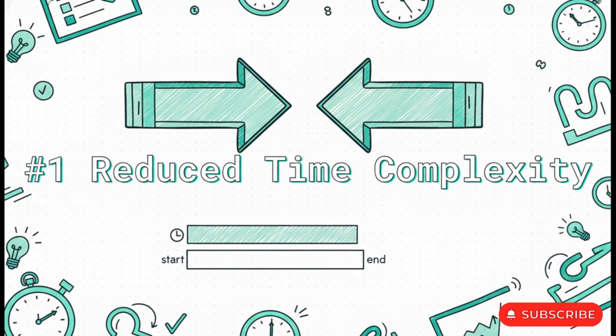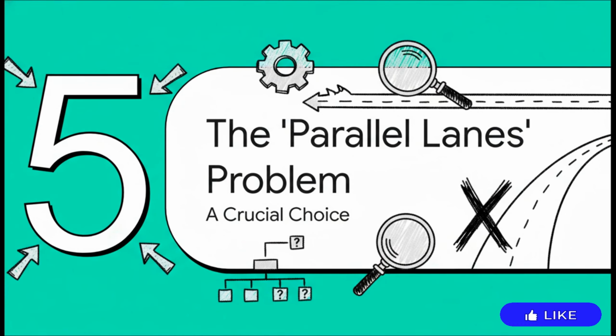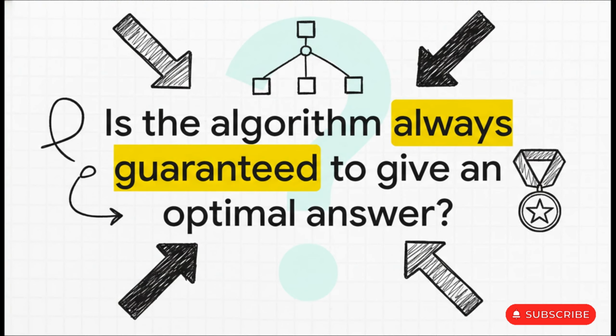So if you remember just one thing from all this, let it be this. The number one reason to use bidirectional search is that it massively reduces the time and effort you need to find a solution, period. But of course, there's always a catch, right? Like any really powerful tool, you've got to use it correctly. And it turns out the success of this whole algorithm depends entirely on how you decide to run those two searches. And this leads us to a really critical question.